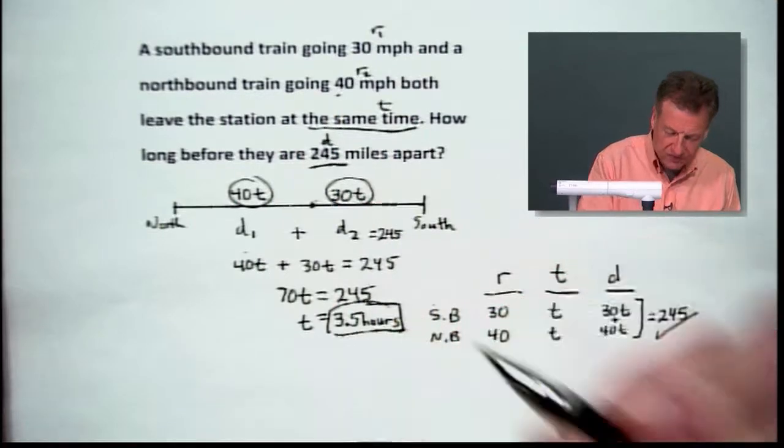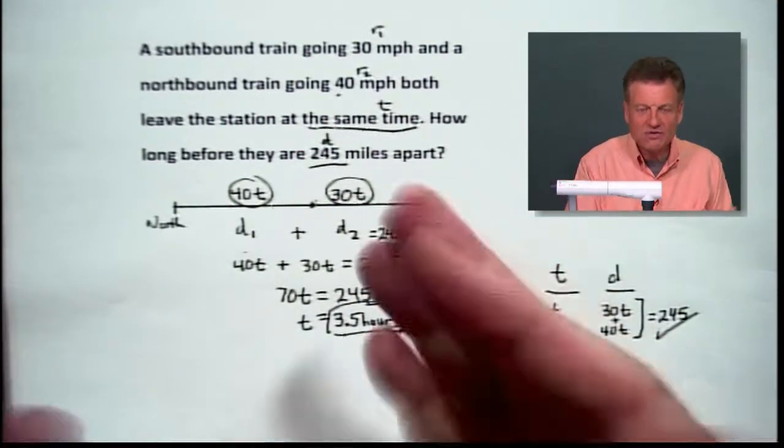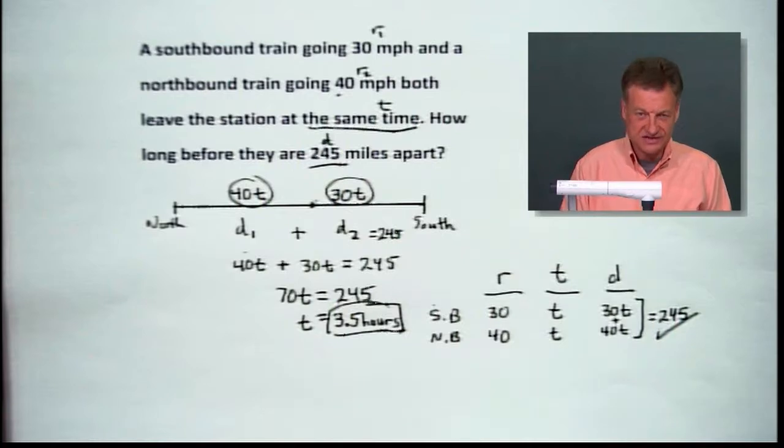3.5 is what happens. And again, it's interpreting. Hey, they're going opposite directions. Looks like we're going to add distances together, all right? Because they're getting further apart.